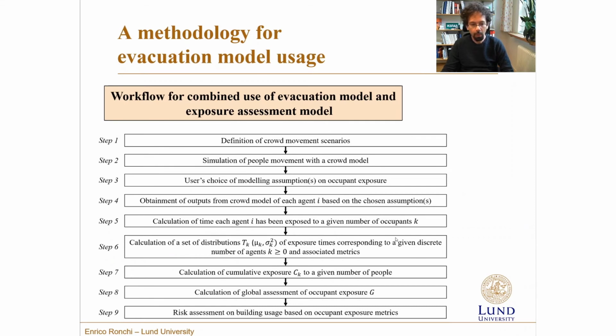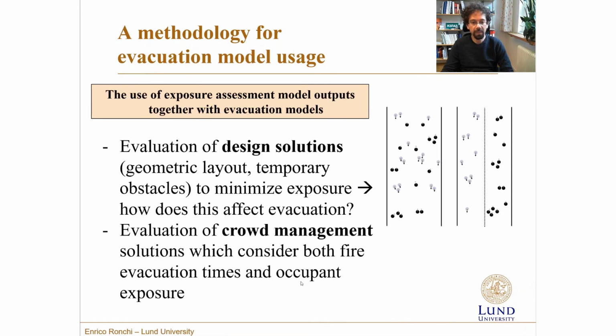So the workflow to use this will be to define the crowd movement scenario, simulate the people movement, choose the occupant exposure assumption, and then get the outputs, calculate the time of exposure, and then follow the procedure that I showed before, reaching a global assessment of occupant exposure for a given scenario. And then I can do a risk assessment of building usage based on this matrix, which means that basically I can then evaluate design solutions or crowd management solutions.